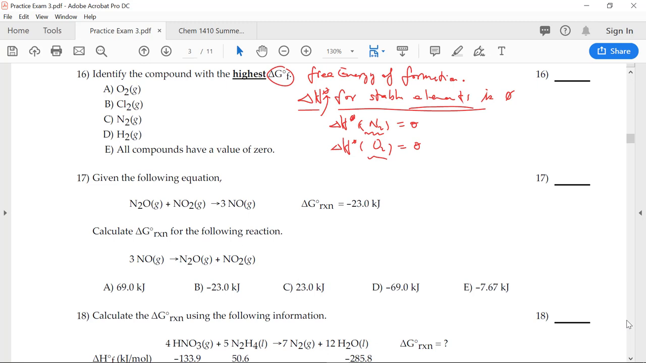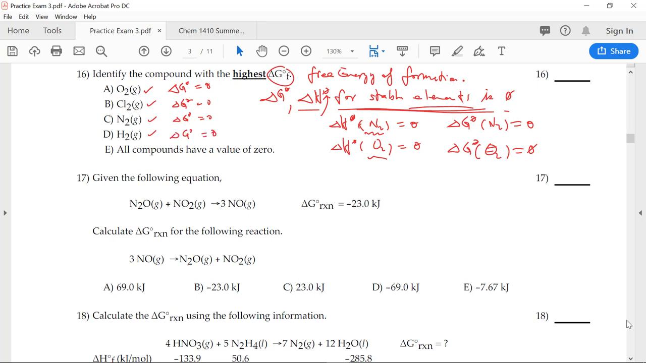In this chapter, we actually talked about something that is similar, which is delta G or delta Gf. For most stable elements it will also be zero. So delta G naught for nitrogen will be zero, and delta G naught for oxygen will be zero as well. Delta G naught is zero for all A, B, C, and D. So that's why E is the correct answer in this case.